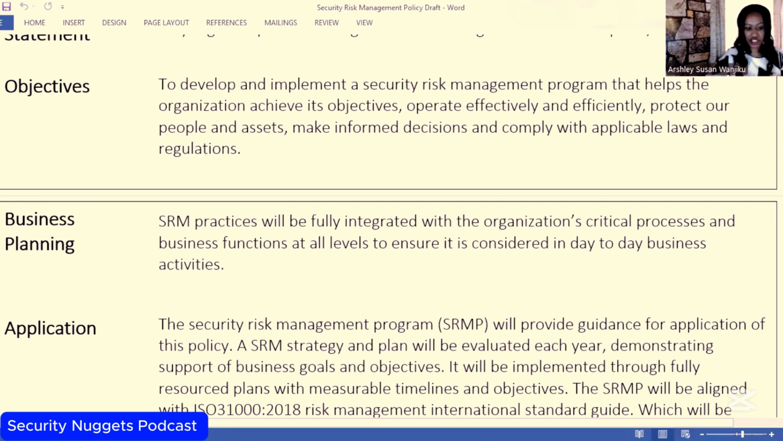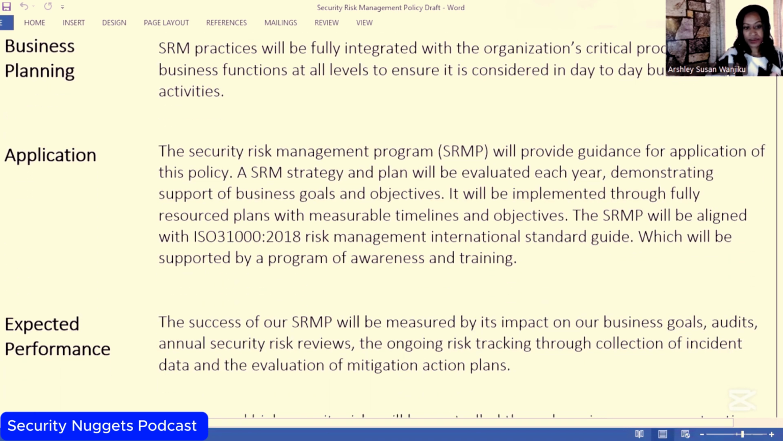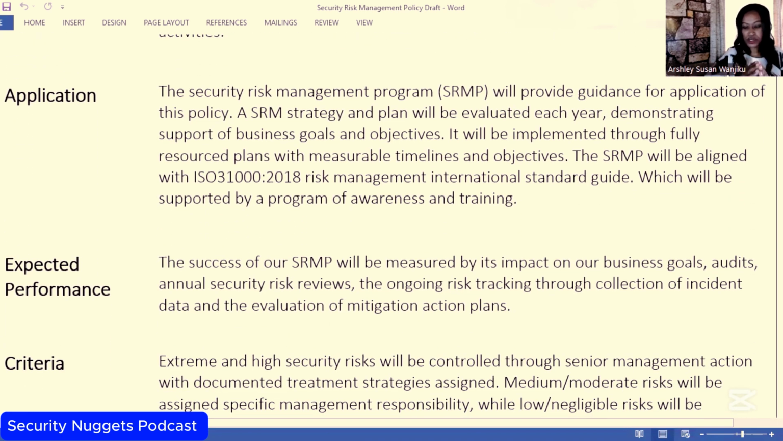When it comes to application, how is the program going to be applied within the organization, all right? That needs to be well defined and outlined, all right? The security risk management program will provide guidance for application of this policy. A security risk management strategy and plan will be evaluated each year, demonstrating support of business goals and objectives. It will be implemented through fully resourced plans with measurable timelines and objectives.